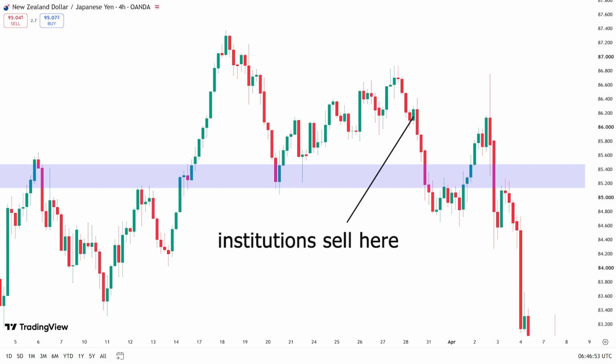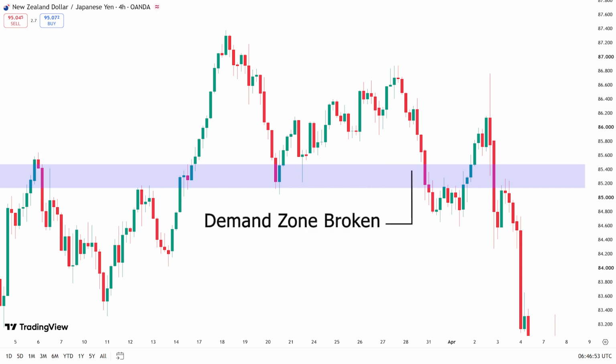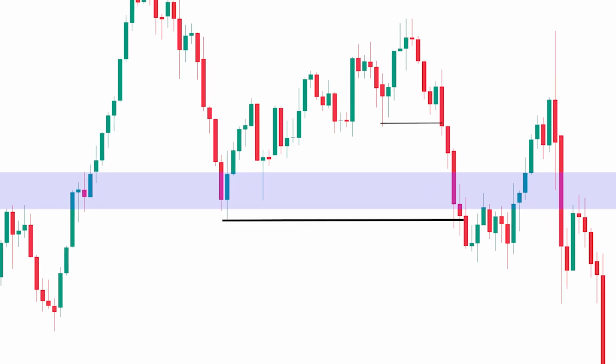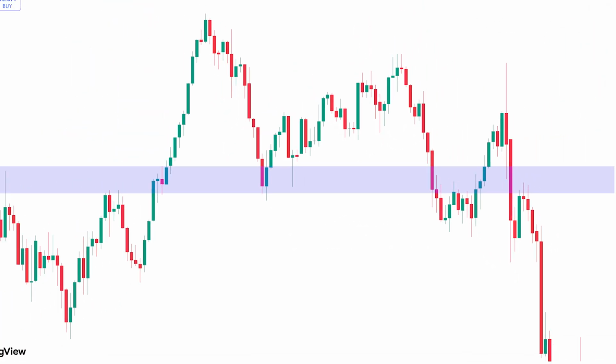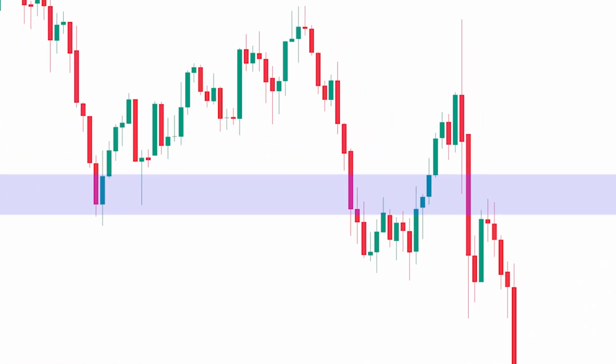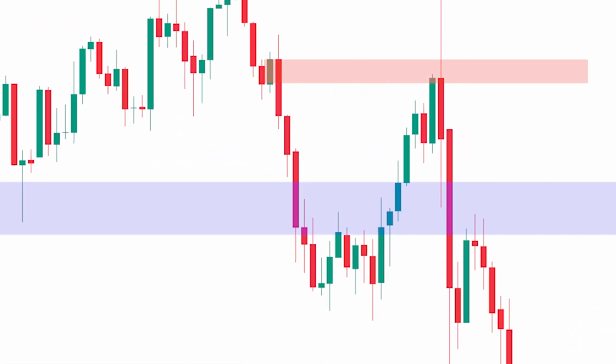A wave of institutional selling pressure completely overwhelms the buyers, destroying the demand zone and violently breaking market structure. The moment that demand zone fails, the exact area on your chart flips into a powerful supply zone. Why? Because the market makers who just forced the price down left behind millions of dollars in unfilled sell orders.